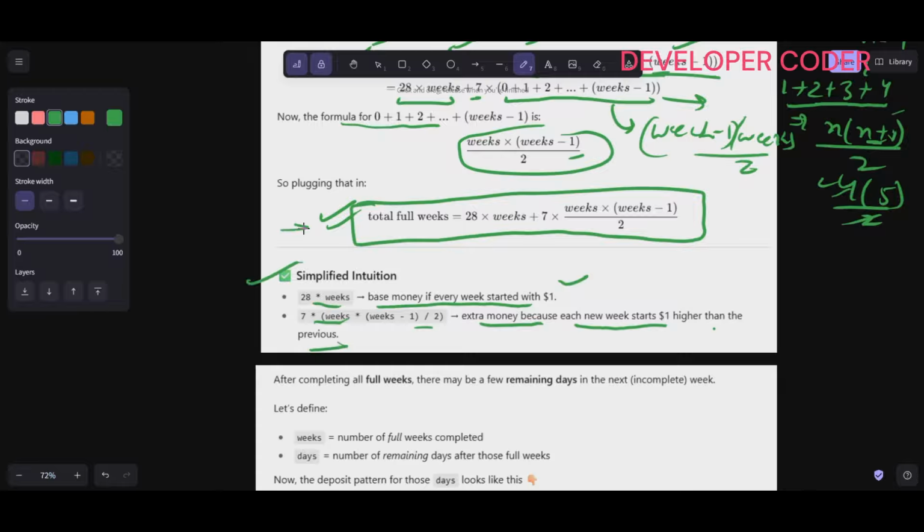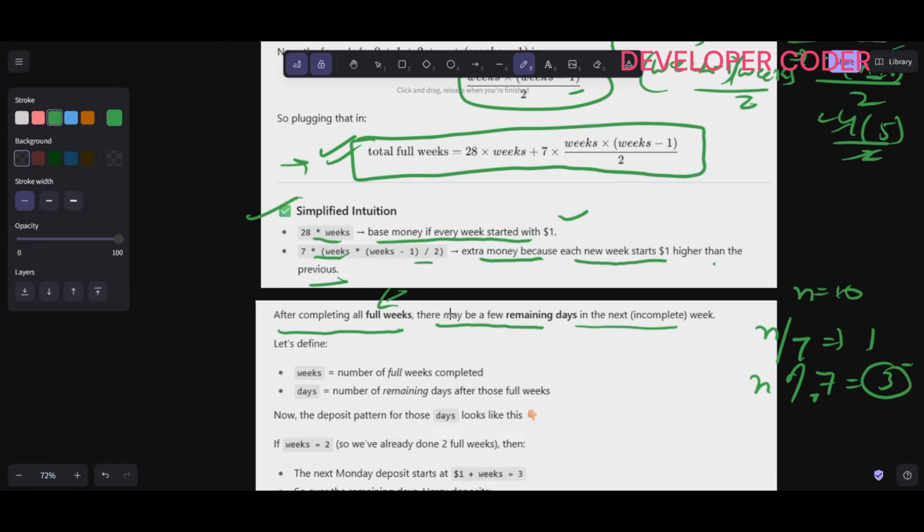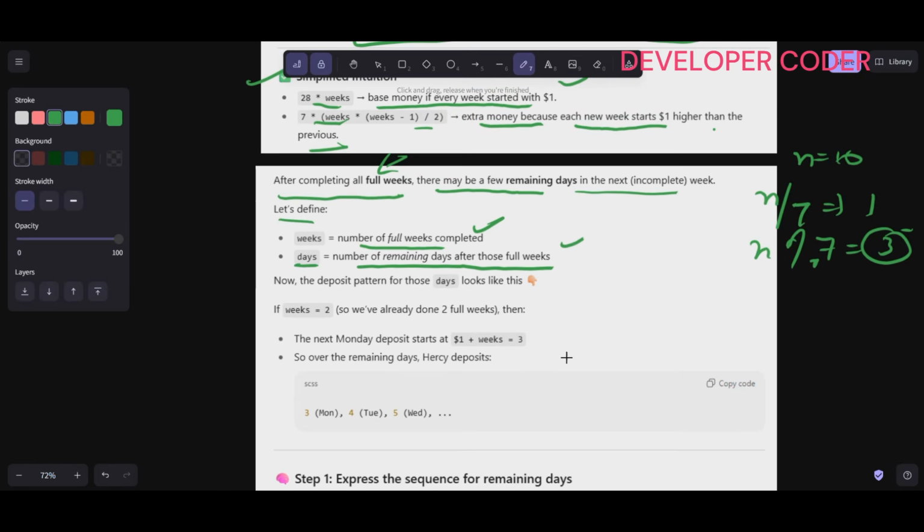So this is one formula for total full weeks. Now after completing all full weeks, there may be a few remaining days. So if n is 10, the total number of full weeks is n divided by 7, which is 1, and n modulus 7 gives me the number of remaining days. Now for those remaining days we need to calculate. So let's define weeks as the number of full weeks completed, and days as the number of remaining days after those full weeks.